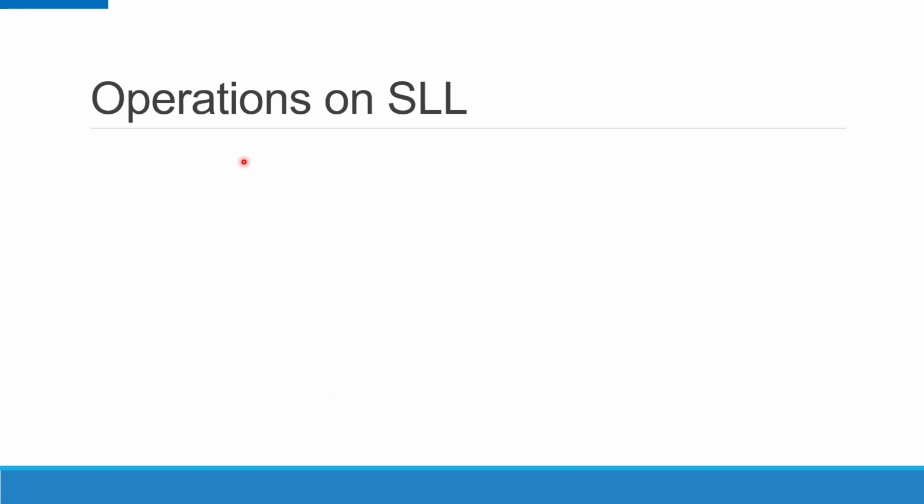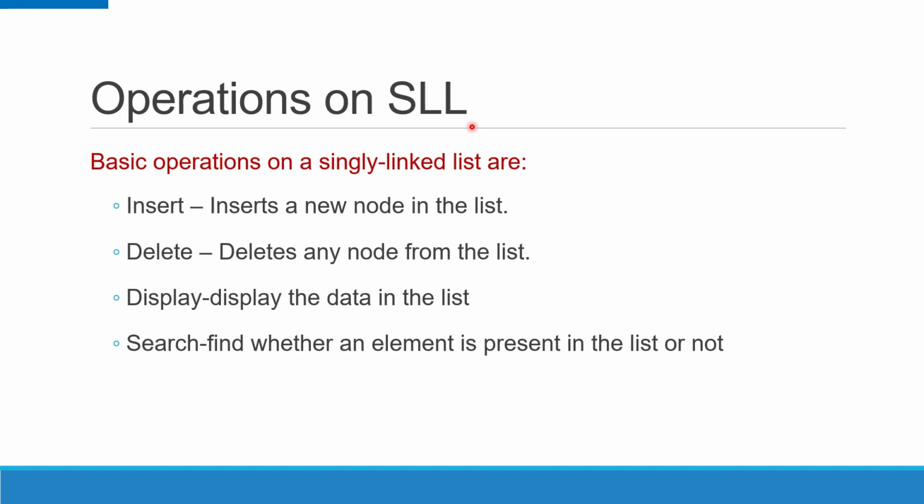Next is operations on singly linked list. We can perform the following operations: inserting a new node in the beginning of the list, in between, or at the end. In the same way deletion is possible, displaying all the data items, and searching, which means finding a particular data in the linked list. These are all the basic operations on a singly linked list.